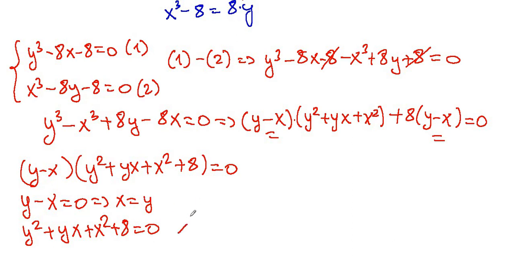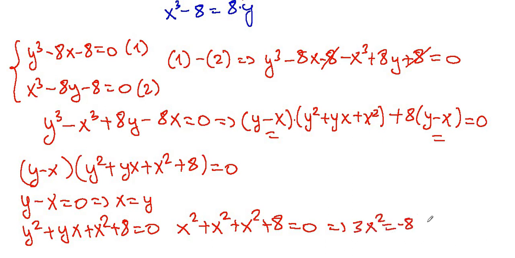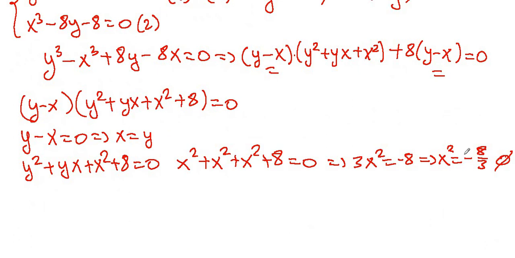So since in the first equation x is equal to y, then let's substitute into yx. So therefore we'll get x squared plus x squared plus x squared plus 8 is equal to 0, and then 3x squared is equal to minus 8. So here x squared is equal to minus 8 over 3, which is impossible because there is no real solution, because here we are trying to find all real solutions of x.